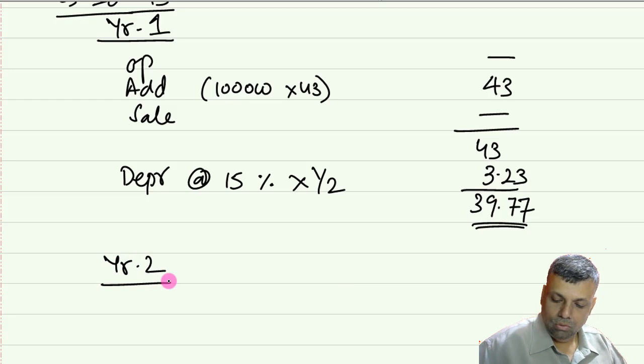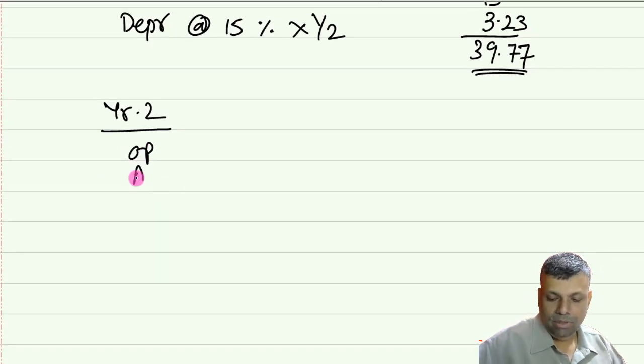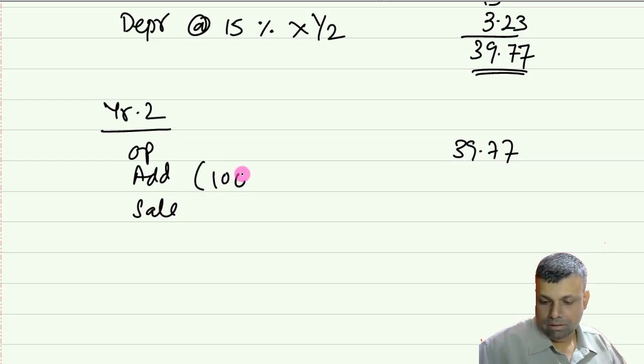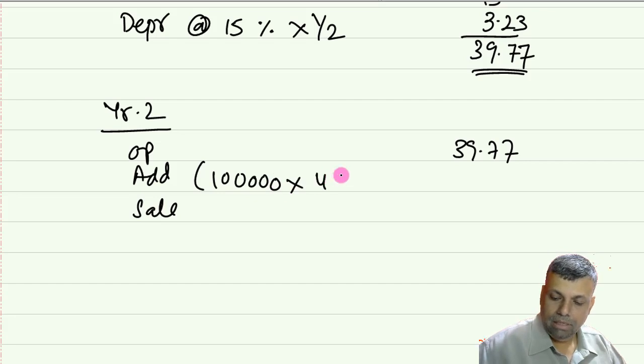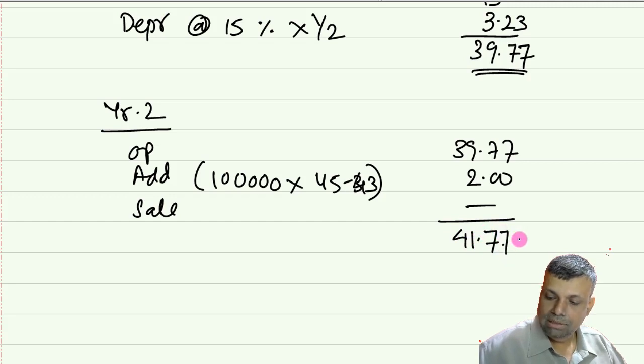In year number 2: opening, additions, sale. So 39.77 is going to be opening. However, in this particular year, there will be 1 lakh multiplied by the exchange fluctuation adjustment. Nothing has been sold. So 41.77.